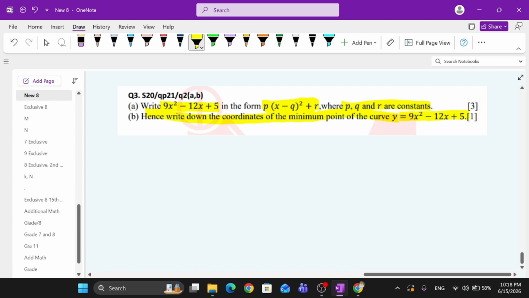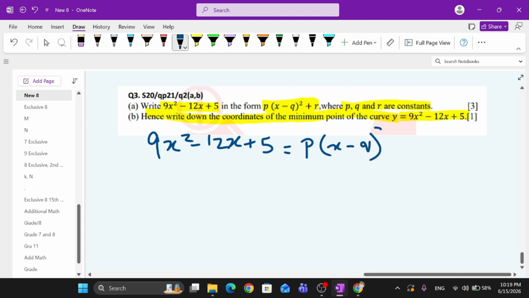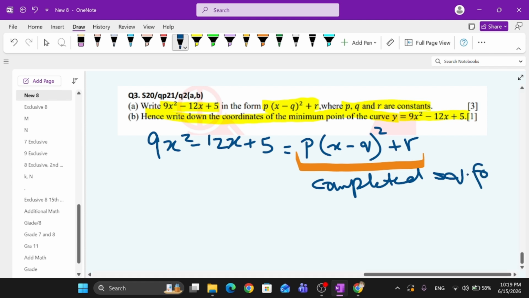So the point is that in this form, our equation is 9x square negative 12x plus 5. And we have to write it in the form P and (x minus q) whole square plus R. And if you know, students, this way of writing is actually called the completed square form.